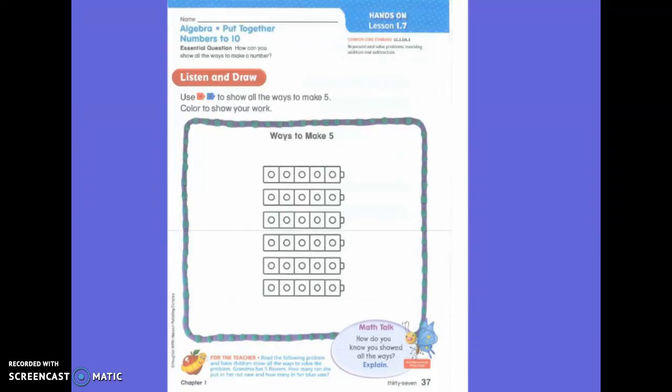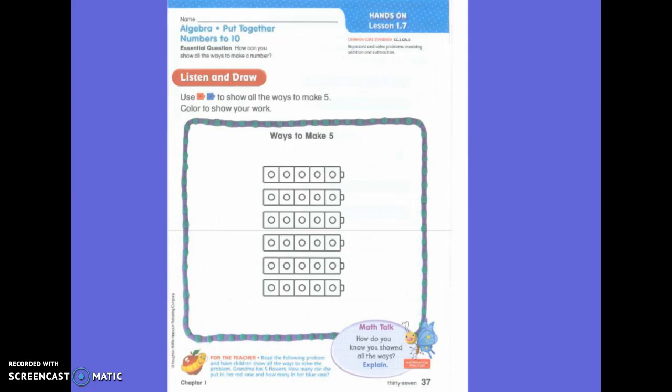Today we are going to learn to show the same number in different ways. So let's listen to this story so that we can use the same number 5 but show it in different ways. Okay, so look at all the different ways that we can make 5. Well, let's listen to the story first.